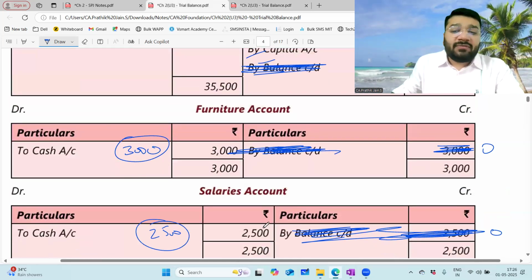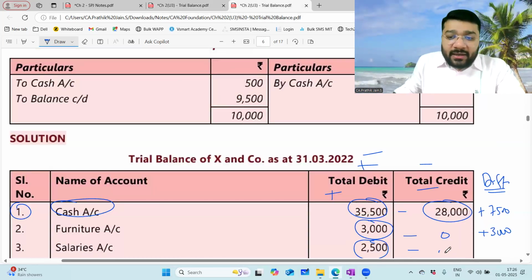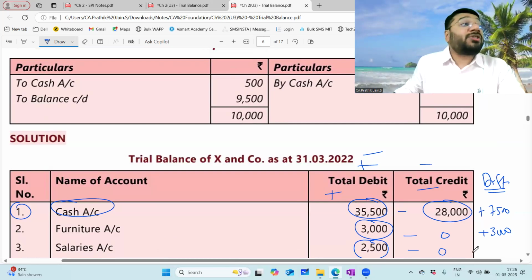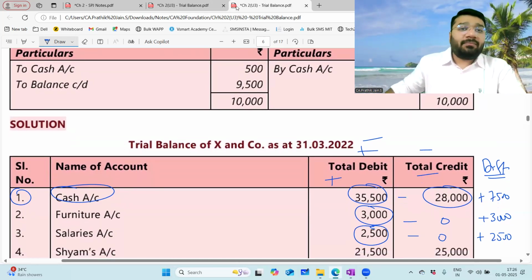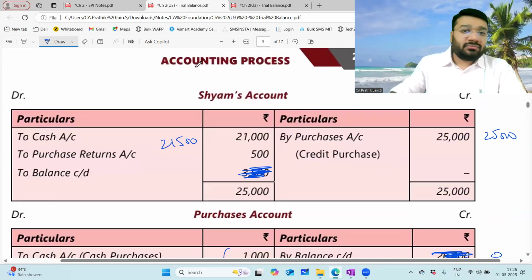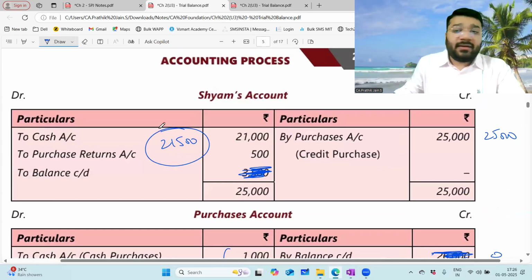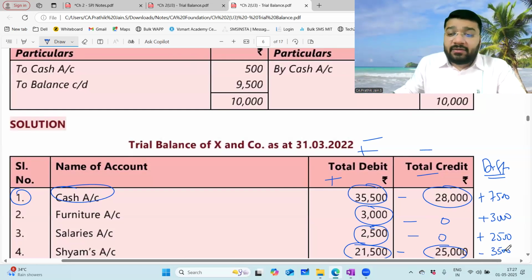Next, salary. Debit side total is 2,500, credit side is 0. Net difference is positive 2,500. Then Sham. Debit side 21,500, credit side 25,000. If I minus now, it is negative 3,500.